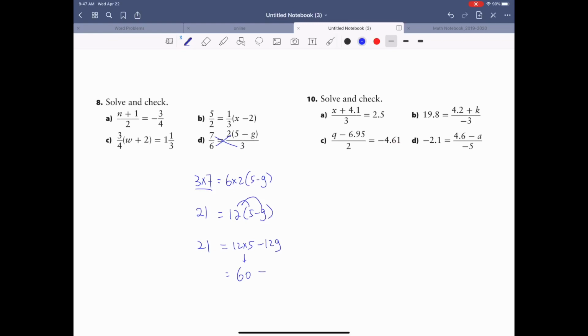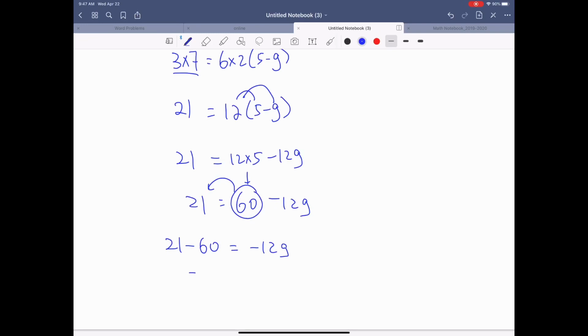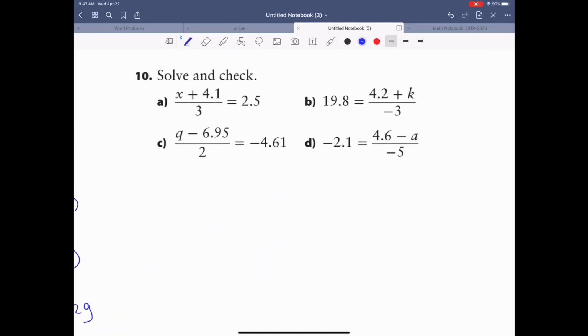This is 60 minus 12g, 21, and you want to throw the 60 over to the other side. 21 minus 60 equals to negative 12g, okay, and basically you solve it. I think that's negative 39, and negative 12g, throw this over to the other side, negative 39 over negative 12g. Okay, and you solve it basically, and you're done. Okay, and what else? Let's do something here. Which one do you want to do? Let's do this one here.